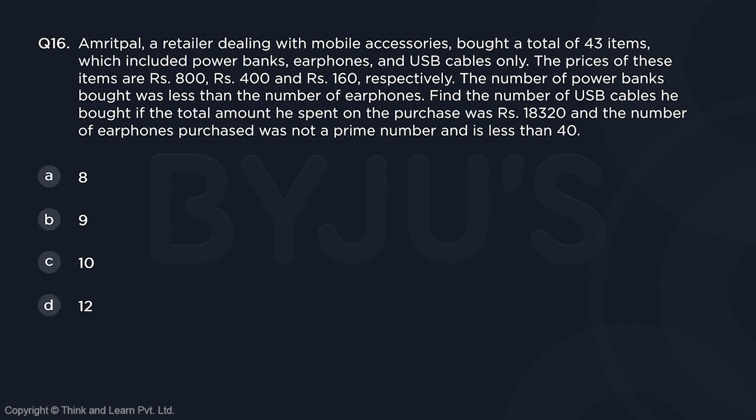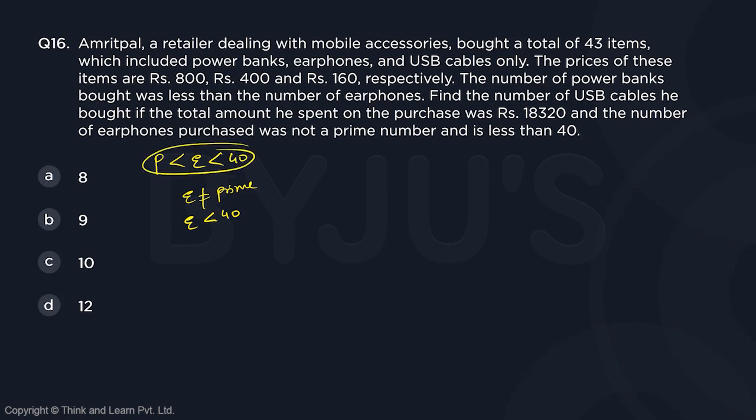The number of power banks bought was less than the number of earphones. So power banks less than earphones. Find the number of USB cables he bought if the total amount he spent on the purchase was 18,320. And the number of earphones purchased was not a prime number. So earphones is not prime and is less than 40. This is what we have.